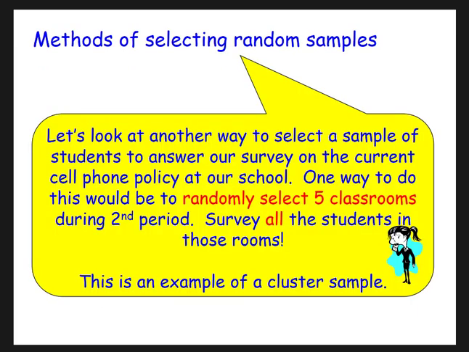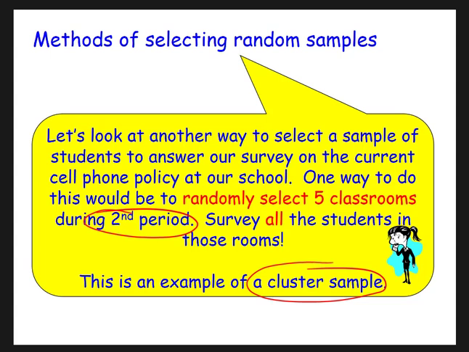Another method is we might divide the population into groups again, but then select whole groups to sample. In this case, the population is divided into groups by what classroom they're in at a certain time of day. In this case, they're specifying second period. And then we just randomly select 5 classrooms and go to those classrooms. That's called a cluster sample, because you're dividing the population into clusters and then picking whole clusters to survey.